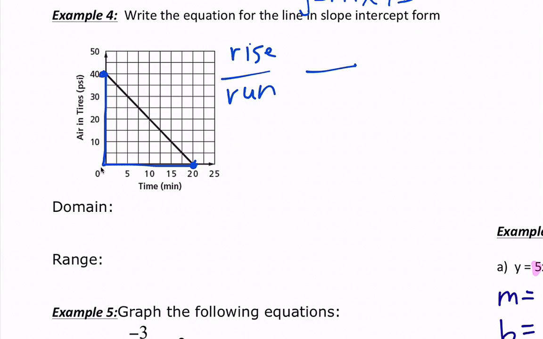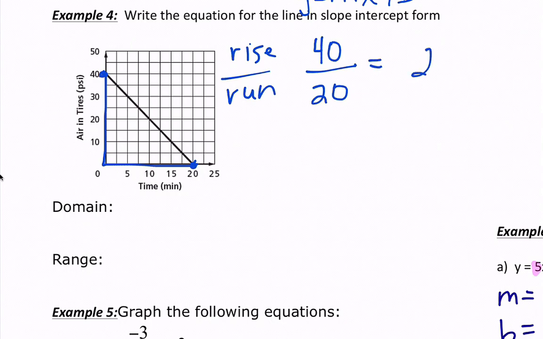Okay, so we're noticing how much it's rising. Well, it's going from 0 up to 40, so I know it's rising 40. Now we have to calculate how much it's running. So it runs from 0 all the way over to 20, so it's running 20. Can we simplify the fraction of 40 over 20? We can. 40 divided by 20 is 2.